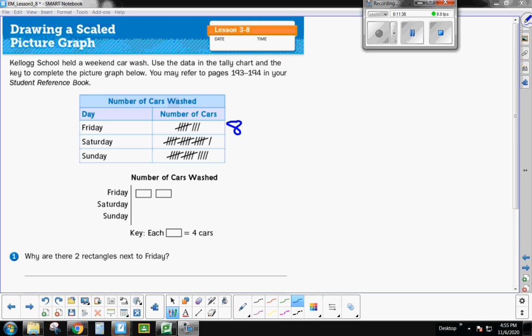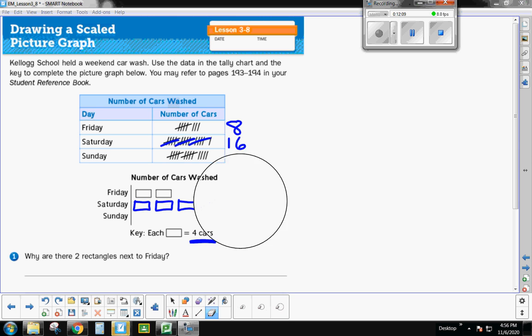All right, so let's look at Saturday and count my tally marks. I've got 5, 10, 15, plus 1 more is 16. So I need to represent 16 cars. So you should have filled in, remember, you're counting by 4s. So 4, 8, 12, and 16. Now, boys and girls, I'm going to give you a very big piece of advice.